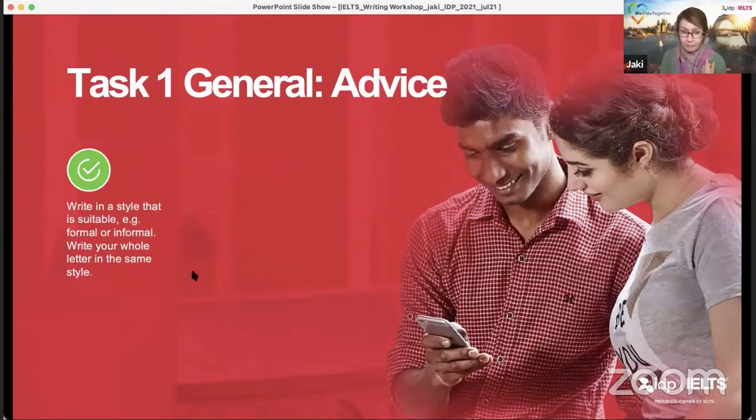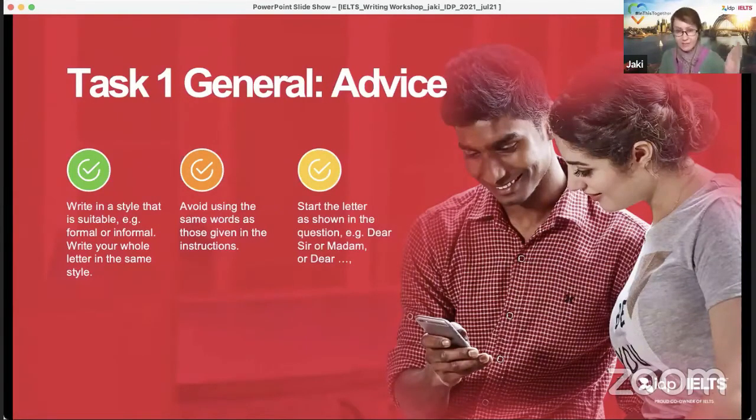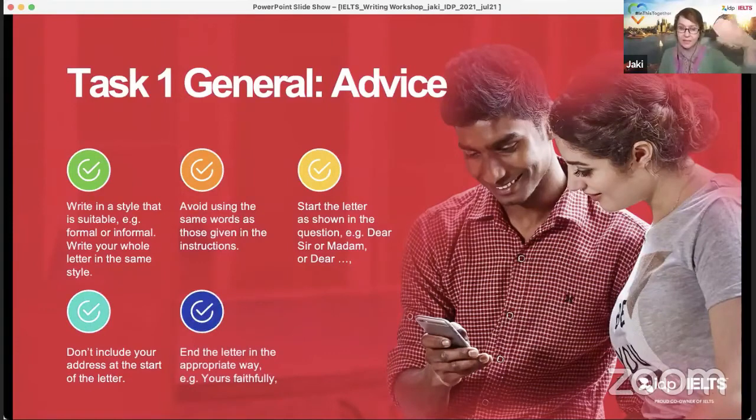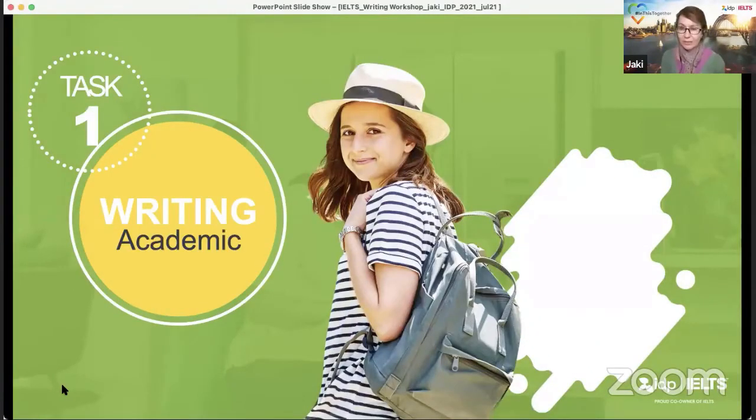Make sure you get your tone correct. Try not to copy the words in the topic too much. Try to use different words. Just start the way they tell you. So if they say, dear sir or madam, just use that. Don't change it. No need for an address. And just make sure the opening and the closing match.